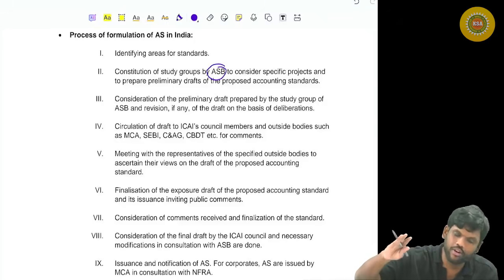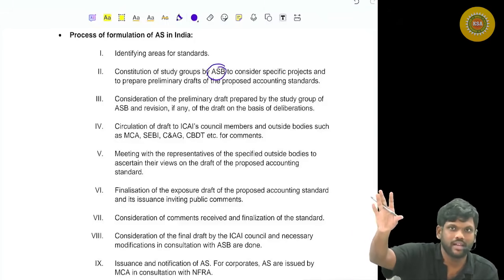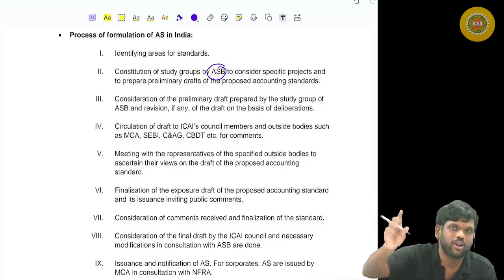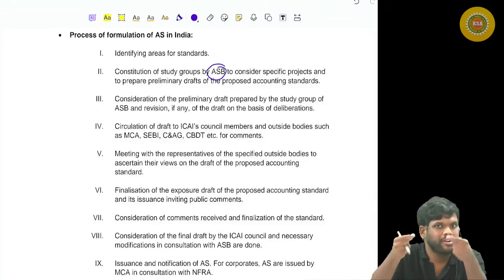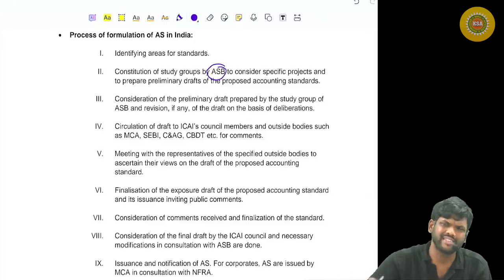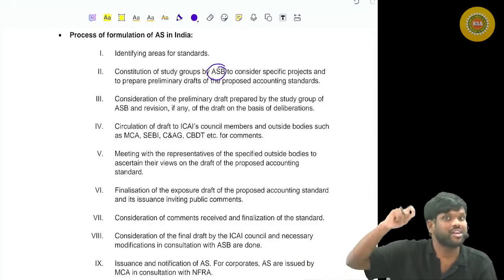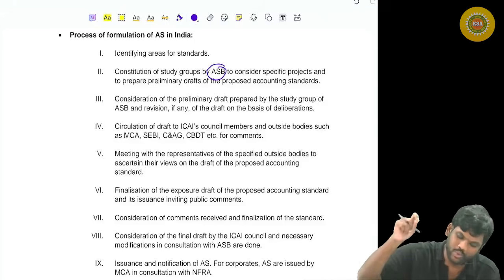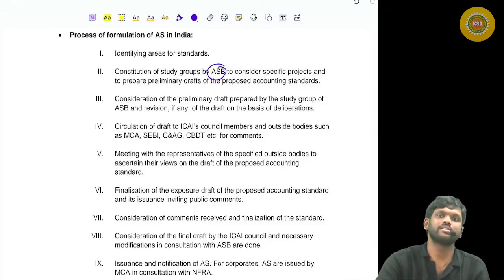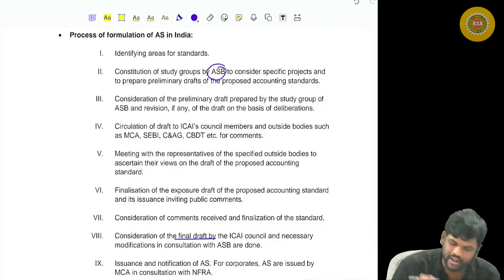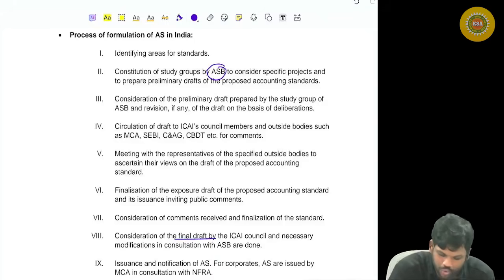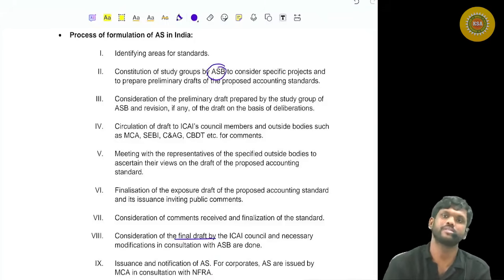Sorry, then it will go for, இப்போ ஃபார் எக்ஸாம்பிள் ஐசிஏ இருக்குல்ல, ஐசிஏ ஒரு ஸ்டாண்டர்ட் இஷ்யூ பண்ணா அதுக்கு ஒரு டிராஃப்ட் எழுதுவோம். அந்த டிராஃப்ட் இட் வில் சர்க்குலேட் டு ஆல் த CAs, industry experts. They will give their comments. Those comments will be considered. Once those comments are considered, they will prepare a final draft, and the final draft கொடுத்ததுக்கு அப்புறம் they will give it to MCA.